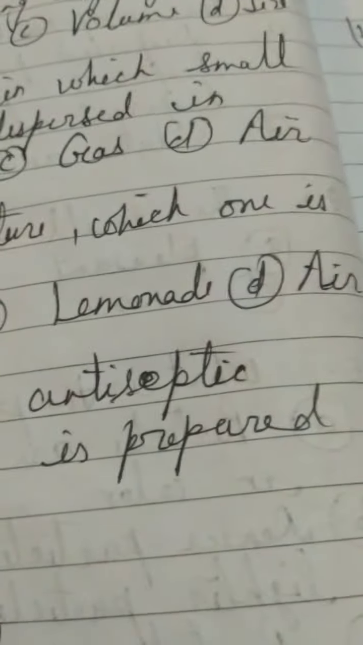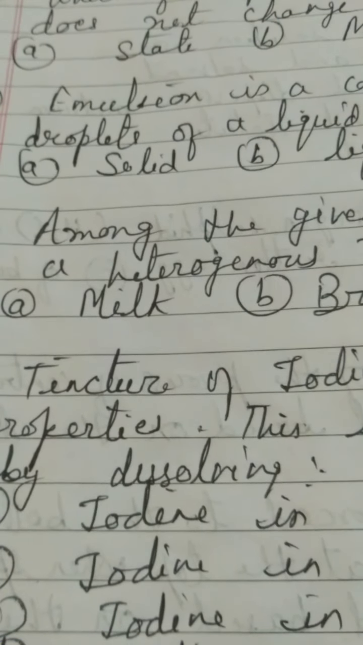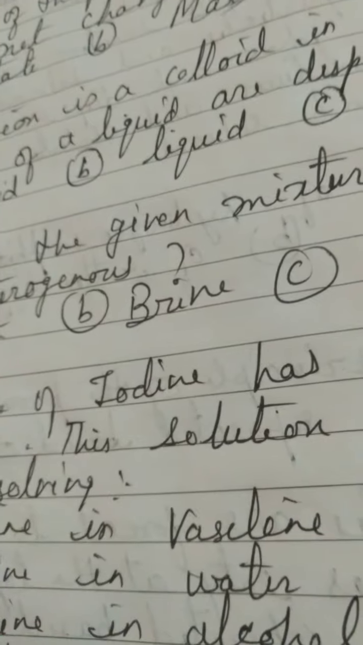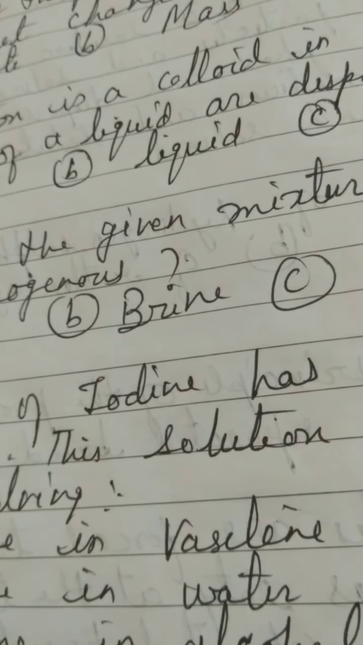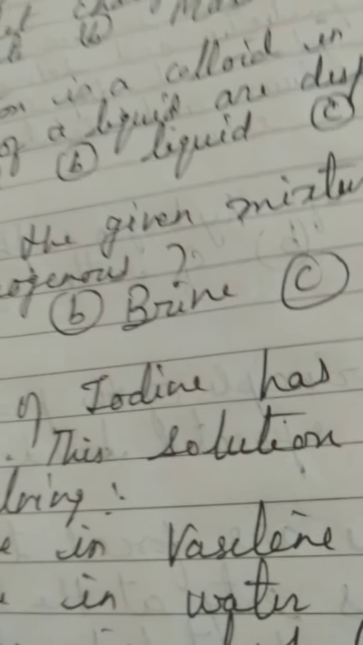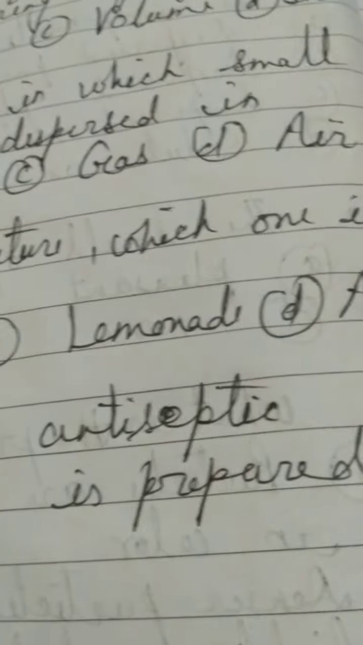Question 10. Among the given mixtures, which one is heterogeneous? What will be the heterogeneous mixture, children? It will be milk, looks like. Brine, what is brine? You can get confused. Brine is nothing but a very concentrated solution of salt and water, common salt, that is your sodium chloride. So it is purely a true solution.